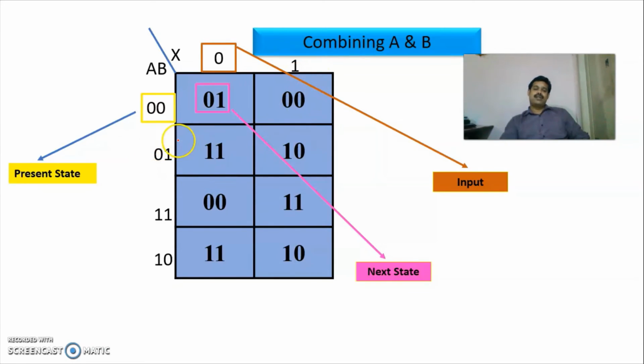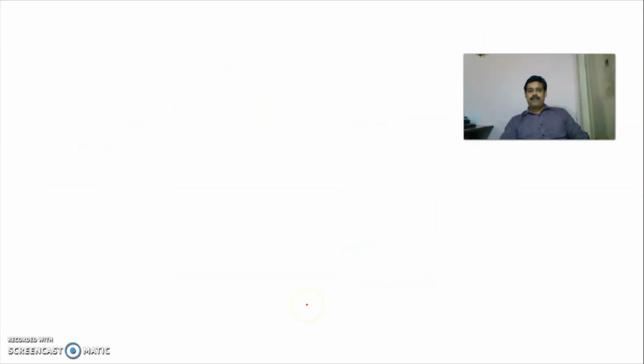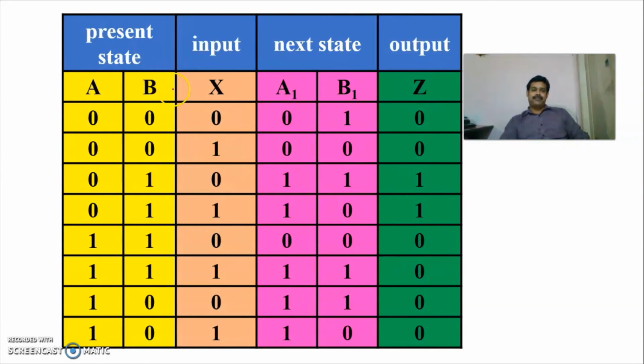Similarly, if you are considering 0, 1 as the present state, and when x is 0, you are getting 2, 1, 1. When you are considering 0, 1 as the present state, when you are giving x equal to 1, it will be going to 1, 0. So we have converted that into this table. The table is nothing but the transition table.